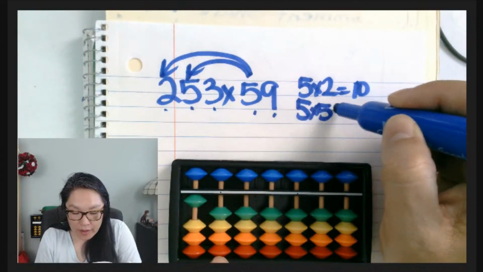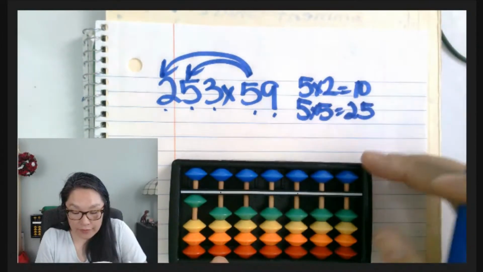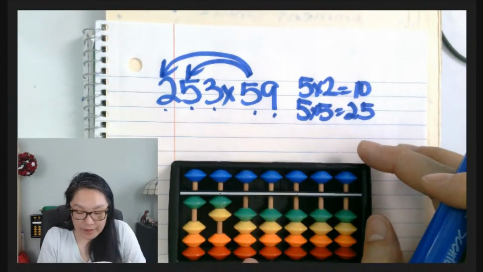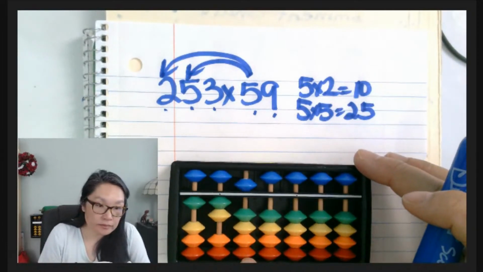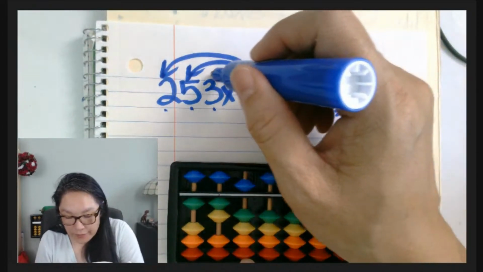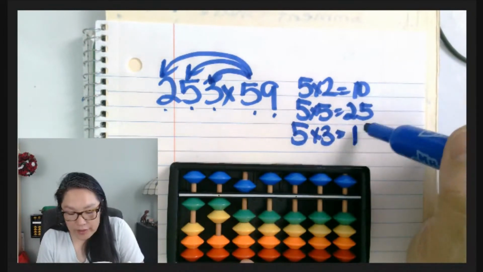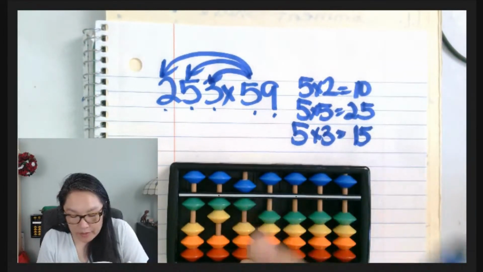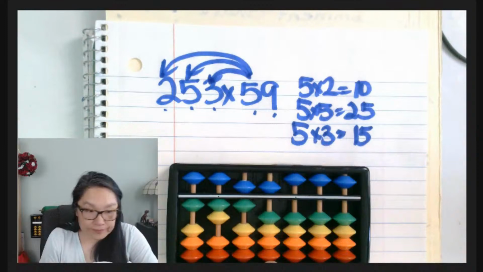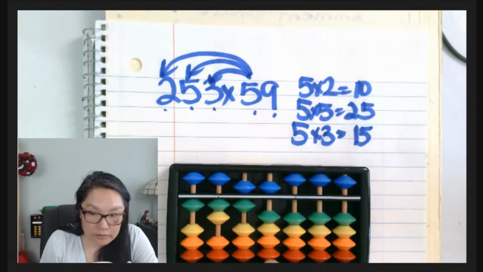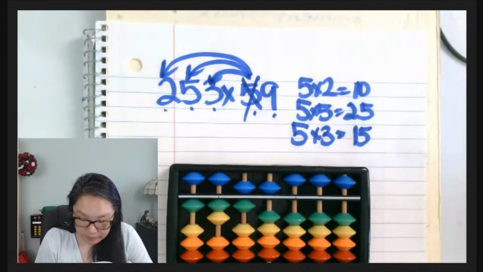5 times 5 is 25. So I have my 20, and then I have my 5. Now what? 5 times 3 is equal to 15. I had my 1, I had my 5. Now I'm done with this.